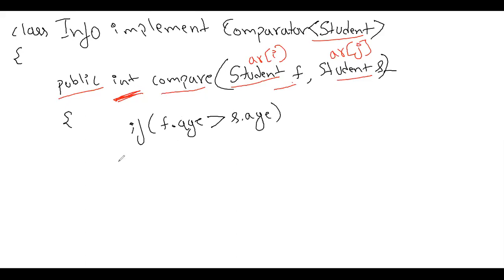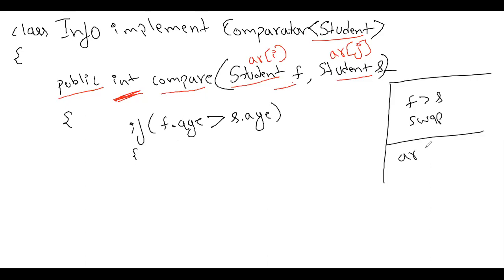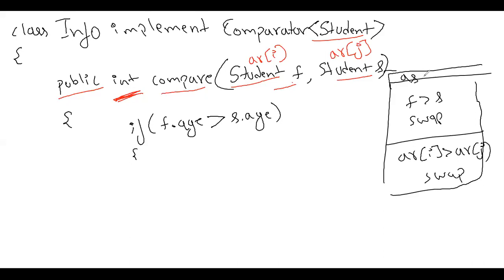I hope you are noticing this is the same thing which you have written in simple arrays. That is, if the first number is greater than the second number, then swap. If you don't remember that, remember this: if AR of I is greater than AR of J, then swap. This was the code, and this code was for ascending order. So the same thing I have to do here: if f dot age is greater than s dot age.